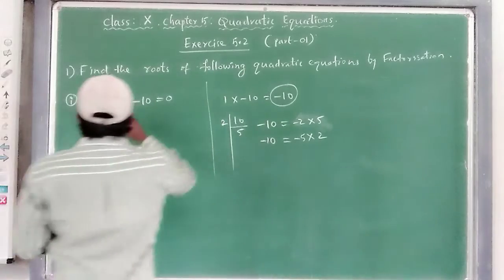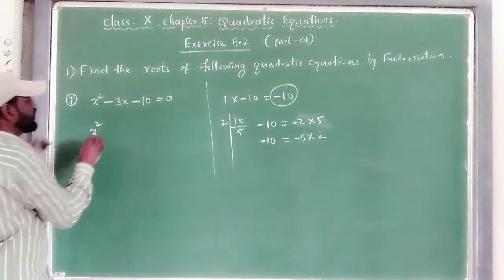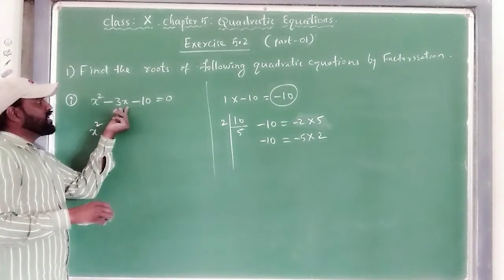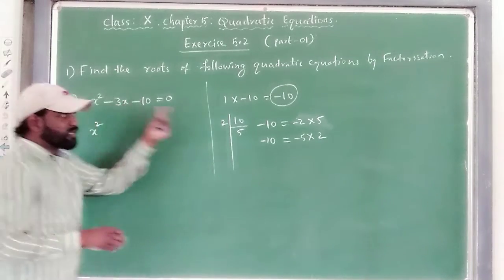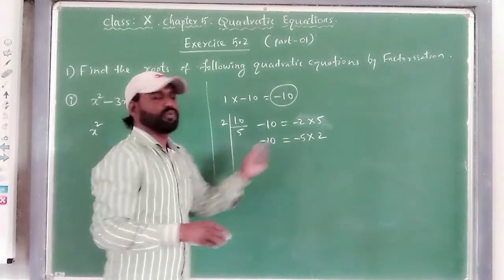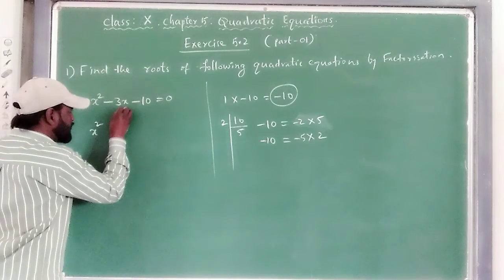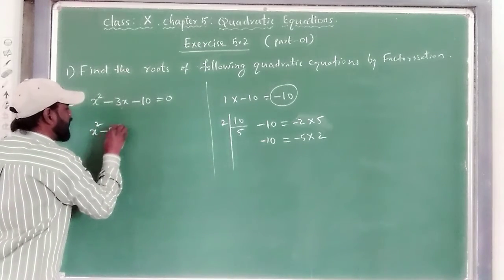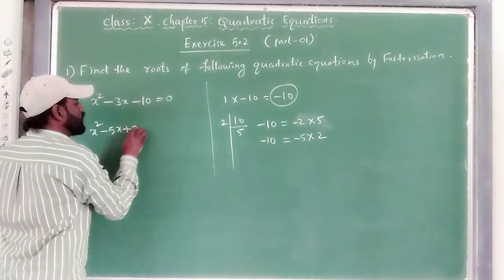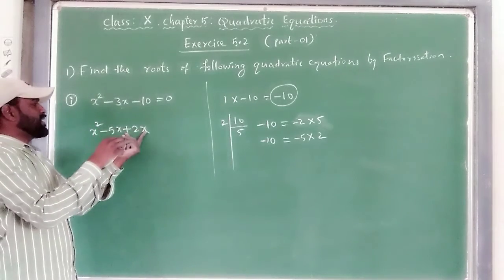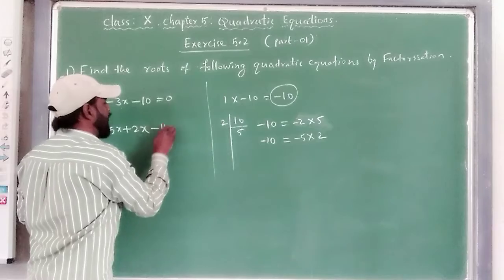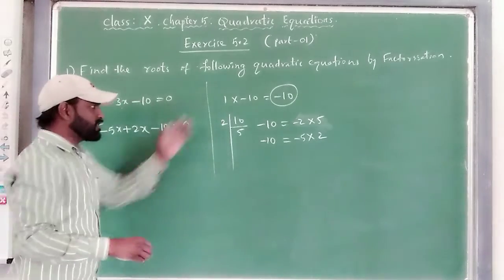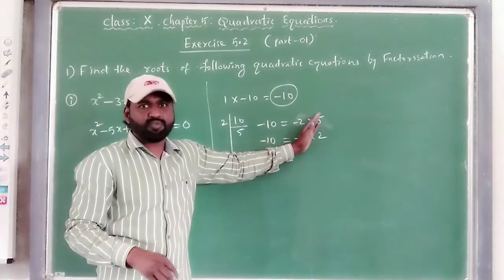So we write x square, the first term, as it is. But the coefficient of x is minus 3. How can you represent this minus 3x? Minus 5 plus 2. So I am writing this minus 3x as minus 5x plus 2x. Minus 5x and plus 2x again gives minus 3x only. The last term stays as it is, minus 10. These are works you have to do in a rough space.